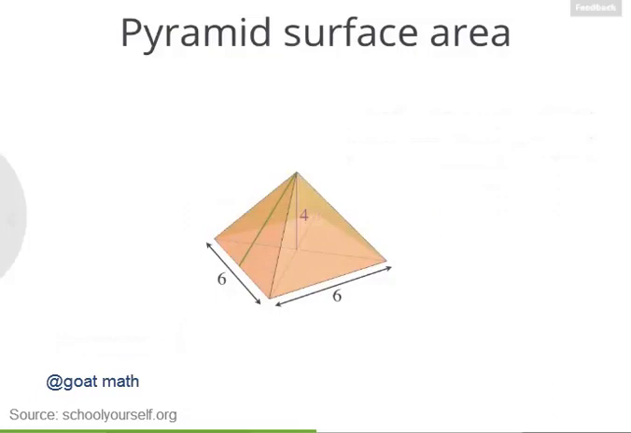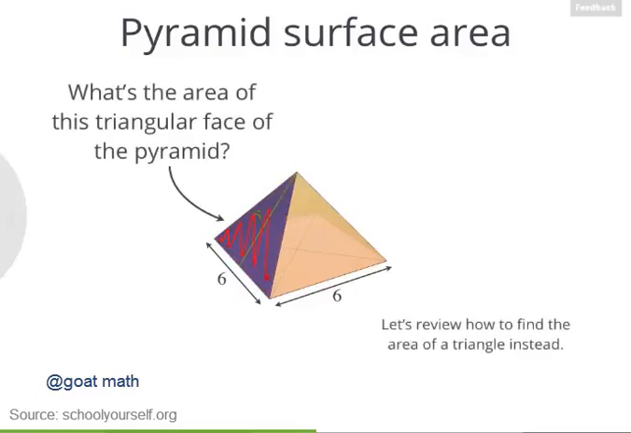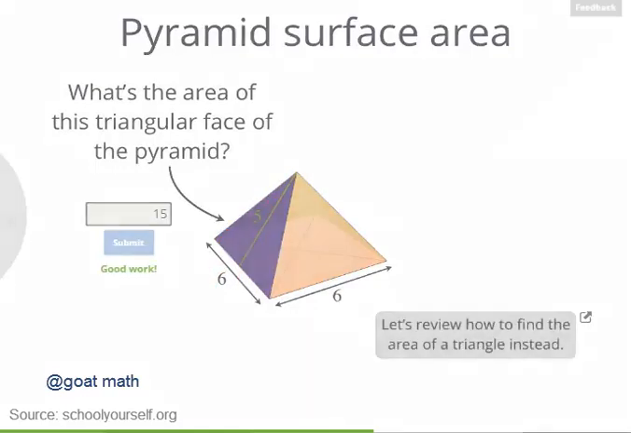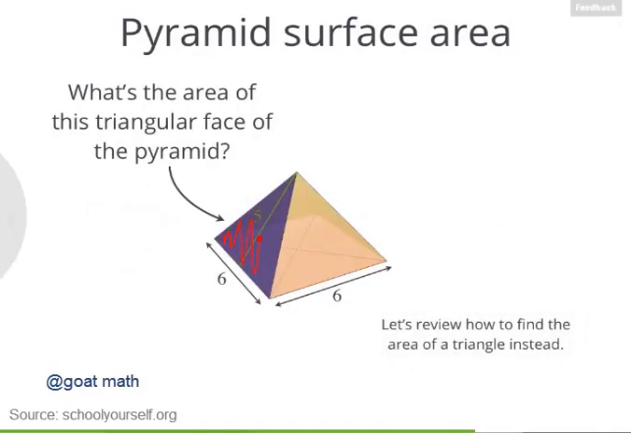Exactly right. You found the slant height by looking at this right triangle inside the pyramid. This leg is the height of the pyramid, so it has length 4. And the length of this leg down here is half the length of one side of the square base, so it's 3. And that means the hypotenuse of this right triangle, which is the slant height of our pyramid, is 5. So now that we know the pyramid's slant height, what's the area of this triangular face, which has a base of 6 and a height of 5? Well done! So each of the triangular faces of this pyramid has an area of 15.